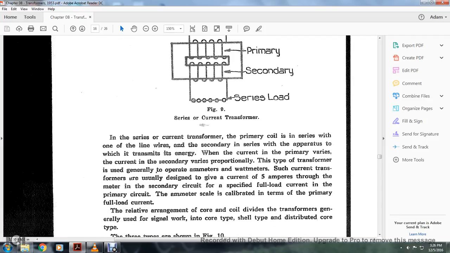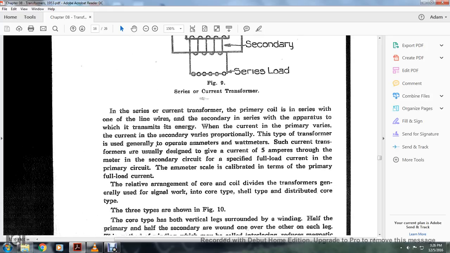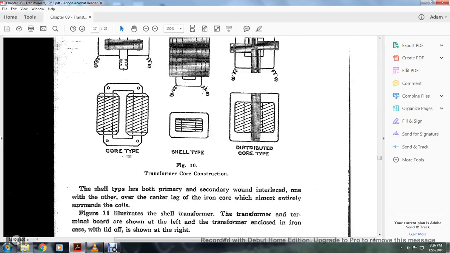The relative arrangement of the core and coils is divided in the transformer. It is generally used with a single-phase iron type: core type, shell type, and distributed core type. There are three types, shown in Figure 10. The core type has vertical legs surrounded by the winding, half primary and half secondary, around one over the other on each leg. Figure 10 shows the transformer core constructions. This shows the windings and different branches around two cores, or through one, in cross section, core type, shell type, and distributed type.